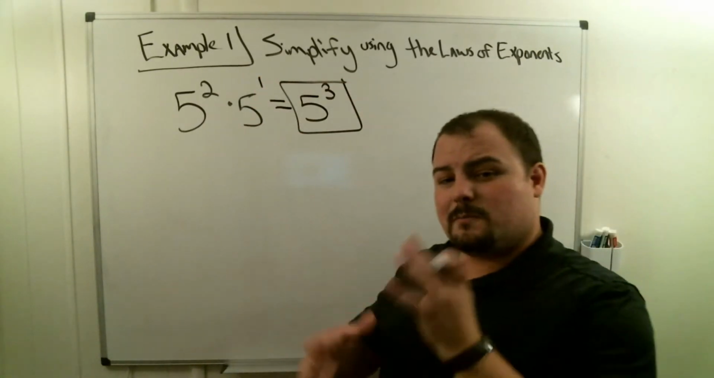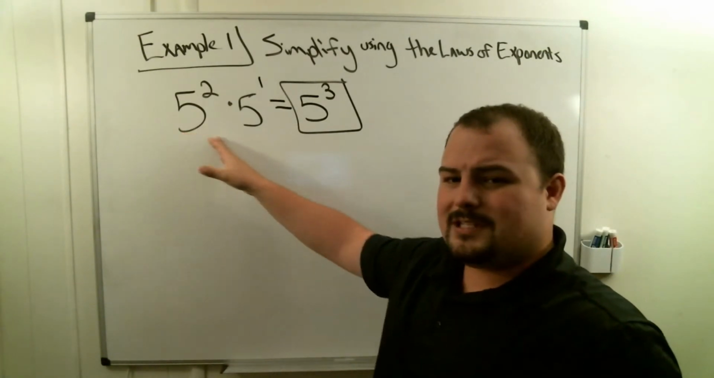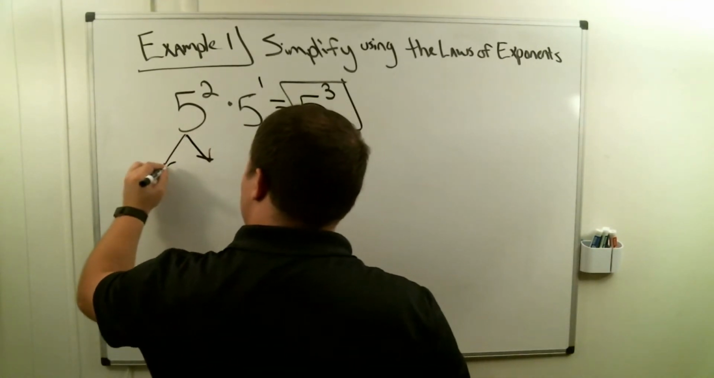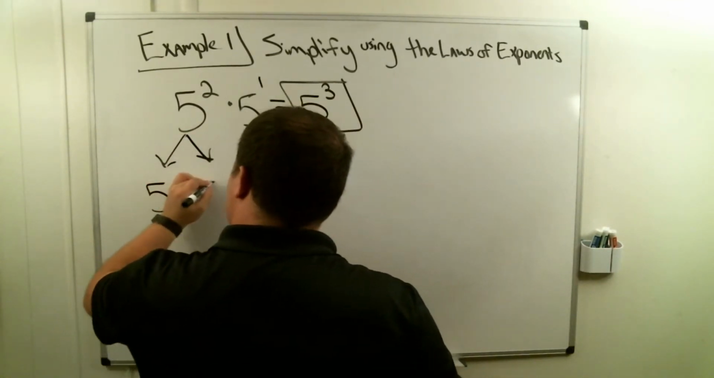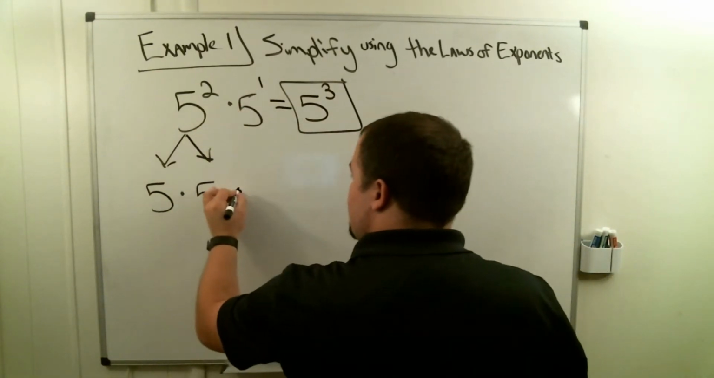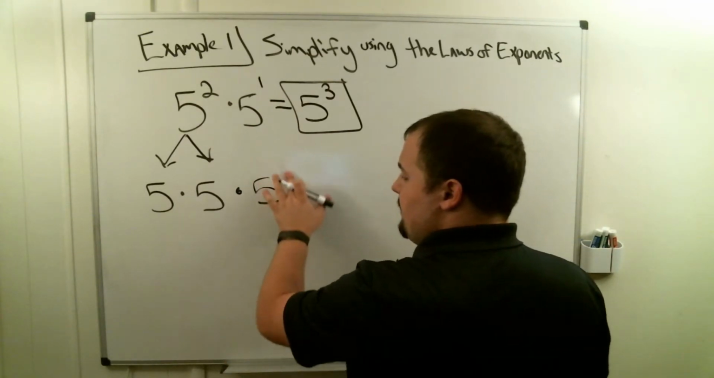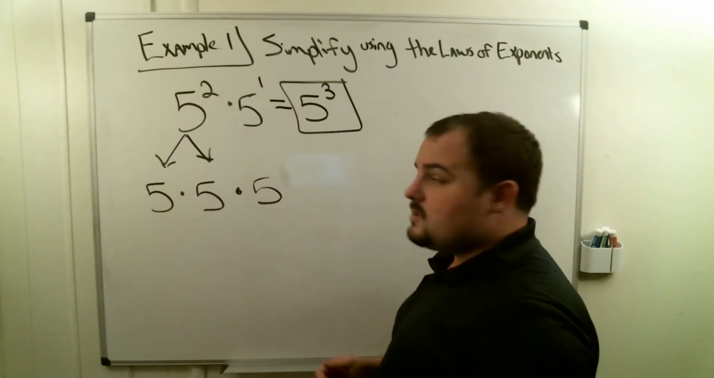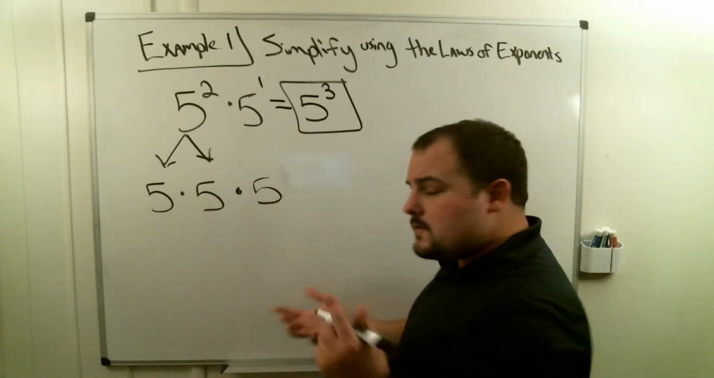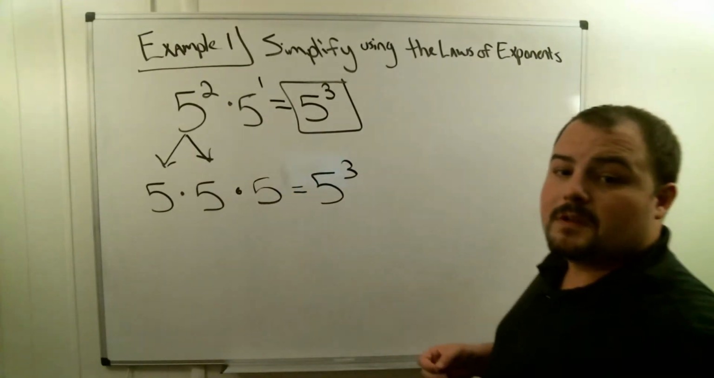Now the reason why this product of powers works is because if we were to expand this out and see that everything's multiplying, well, 5 to the 2nd power really looks like 5 times 5. And then we're going to multiply it by 5 to the 1st power, which is just the number 5 all by itself. So, really, how many 5s do I see? Well, I see 3 of those. So this is why we could rewrite it as 5 to the 3rd power.